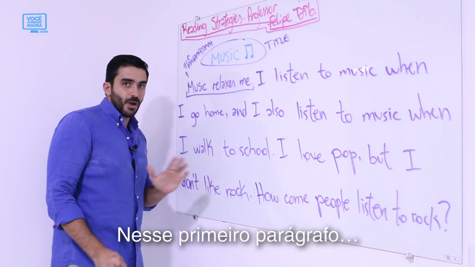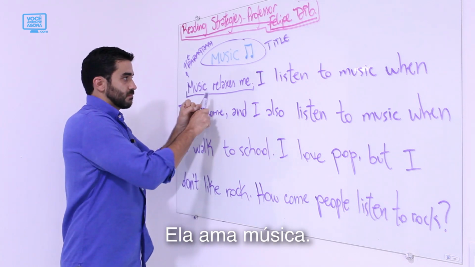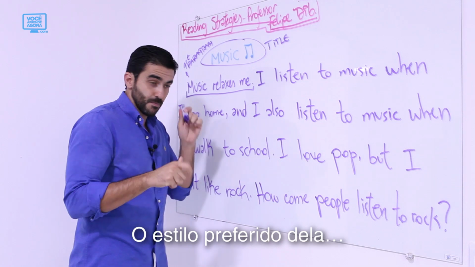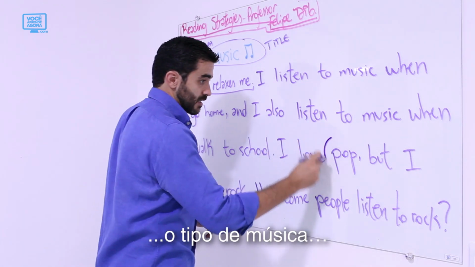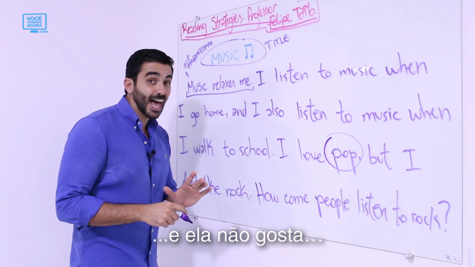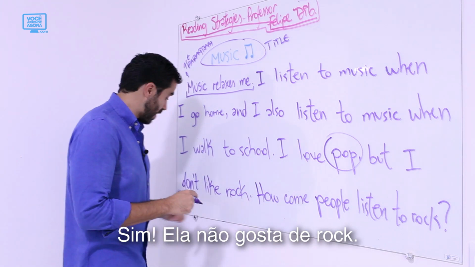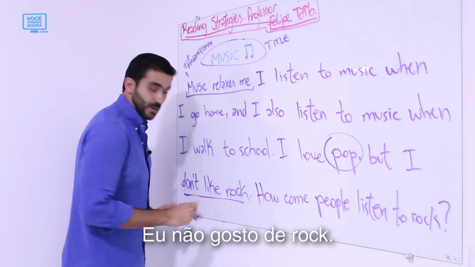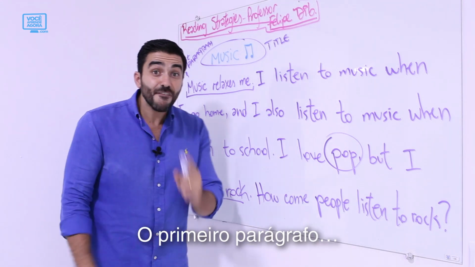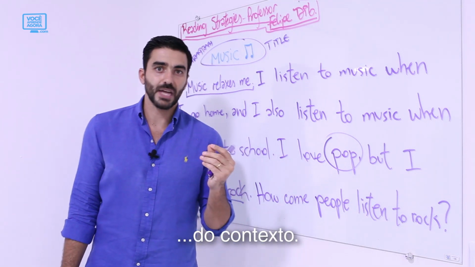In this first paragraph, we can identify she loves music. Her favorite style, kind of music, probably is pop, and she doesn't like, yes, she doesn't like rock. She says, I don't like rock. So this is the first paragraph. The first paragraph will give you an idea of the context.